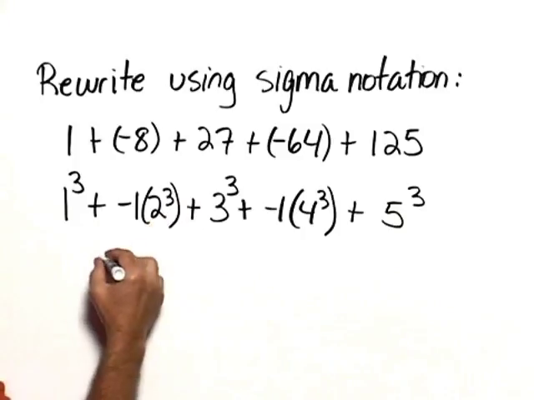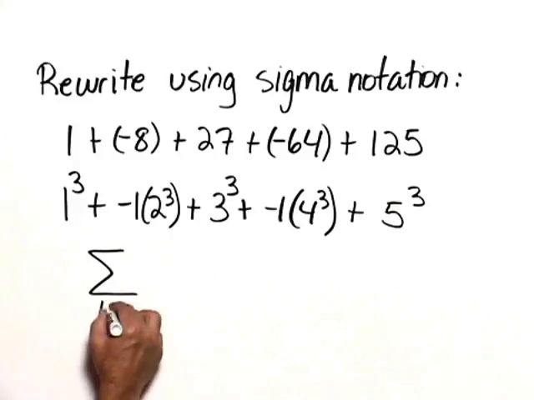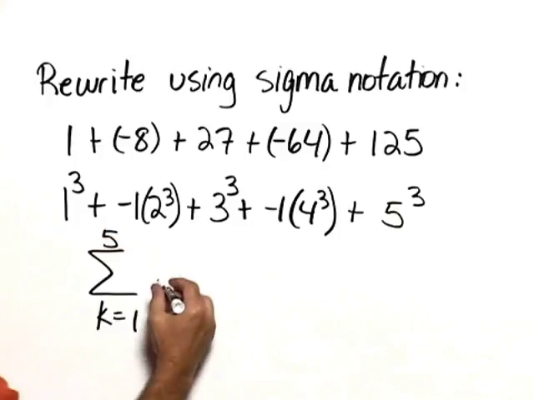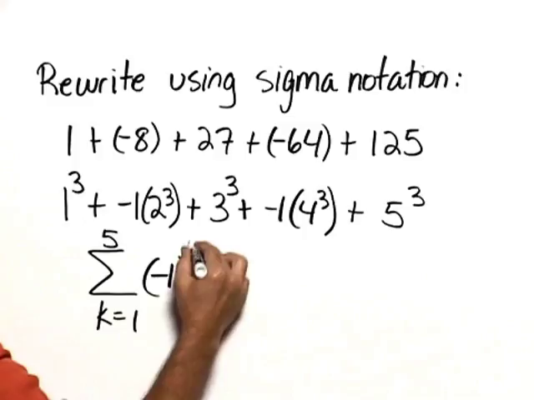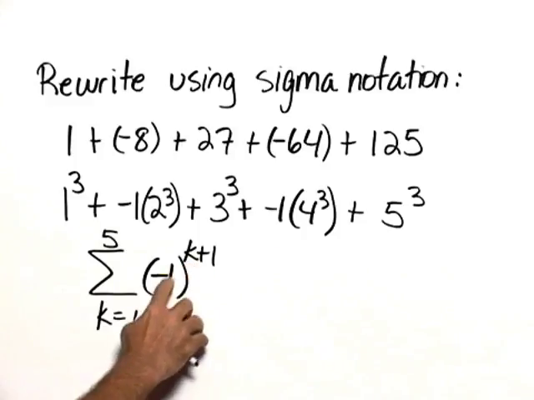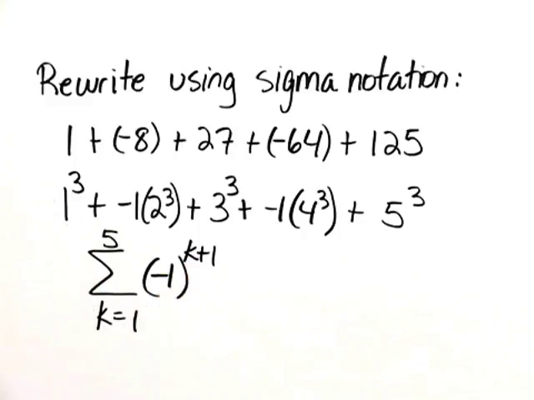write the sigma notation as the summation k equals 1 to 5 of negative 1 raised to the k plus 1. So for example, just to show that part, if k is 1, it would be negative 1 squared, which gives us positive 1, so our result is positive.